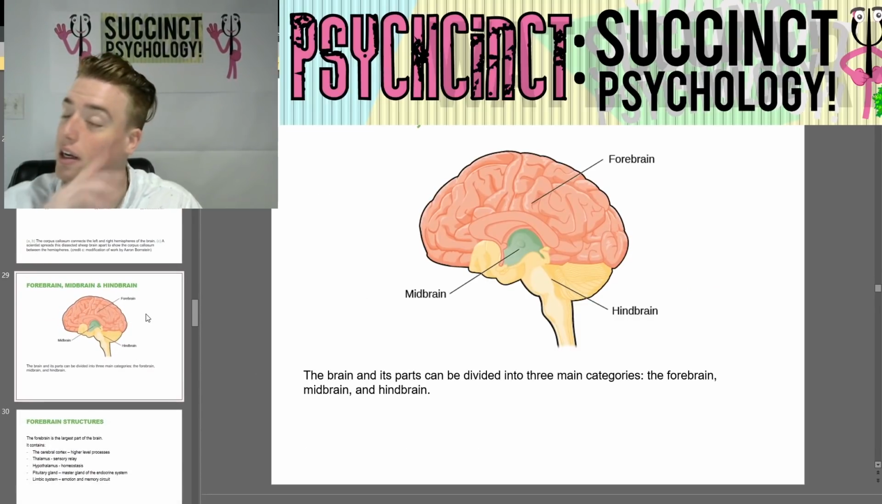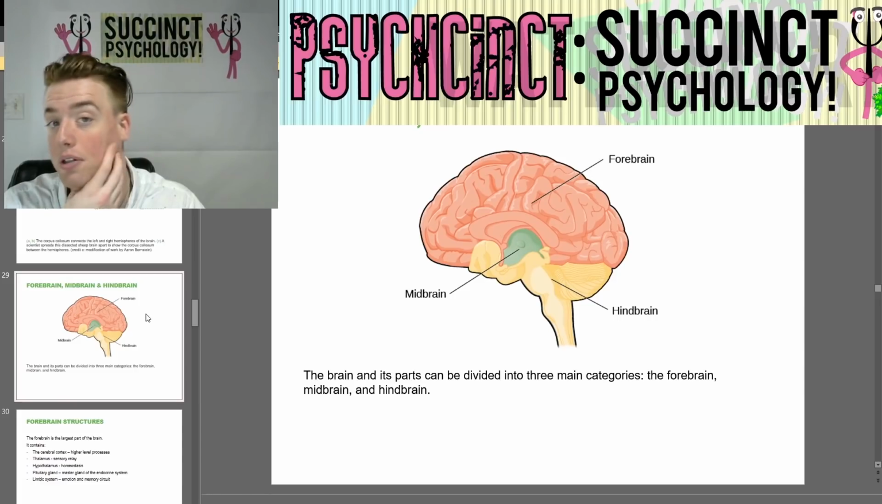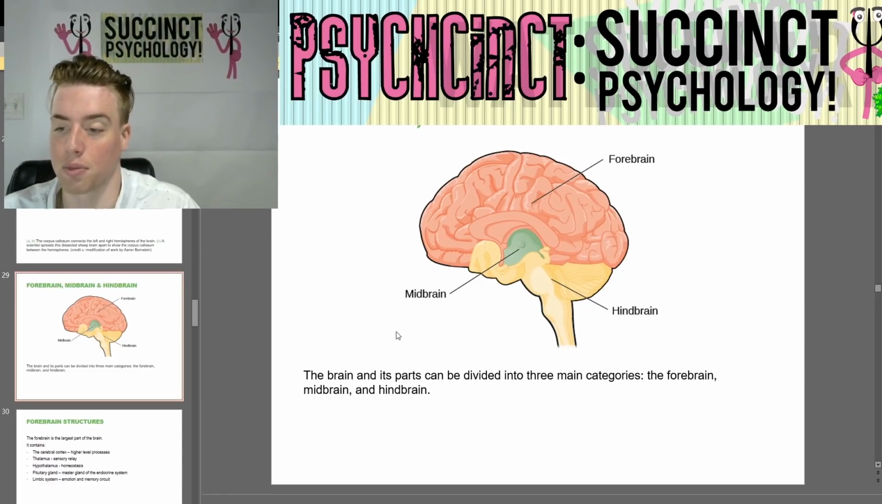So now we're going to go more in depth into the different parts of the brain. So we have the forebrain, midbrain, and hindbrain. The brain's parts can be divided into these three main categories. Again, it's the forebrain, midbrain, hindbrain.